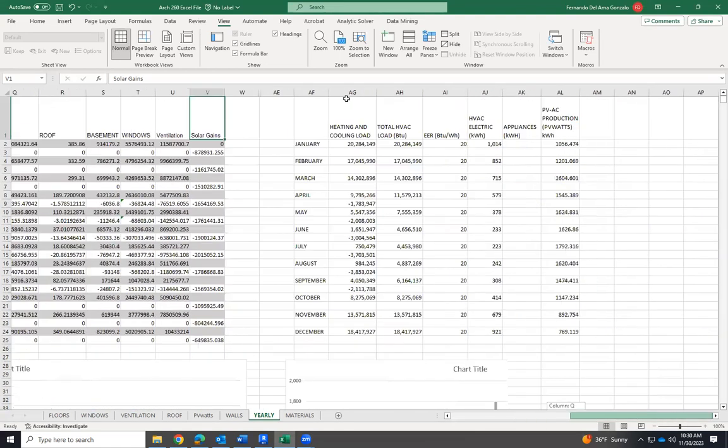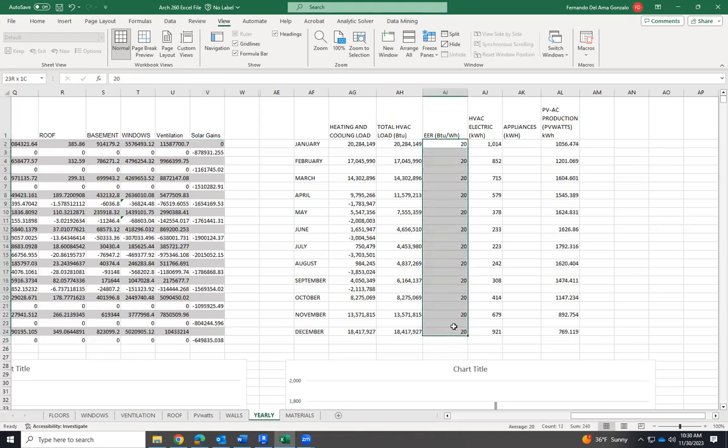And what we are doing now is to turn all these heating loads into electric loads. So we are assuming that this building runs on electricity. So now we have to convert all these loads to electric loads. And we have to create a PV array and to see if we can compensate the energy consumption with the energy production. That's the EER, the energy efficiency ratio, that turns thermal loads in BTU to watt hours. This is the electric energy.